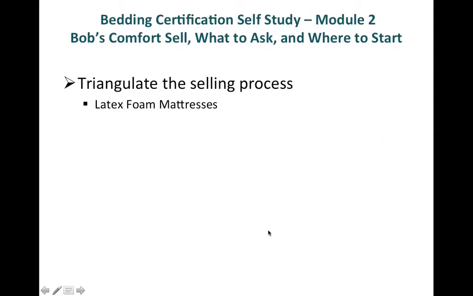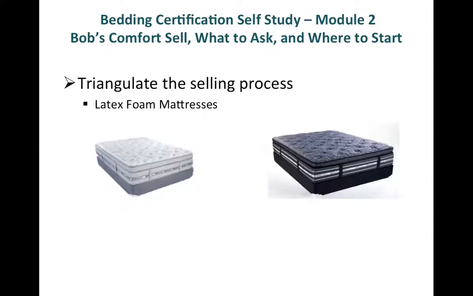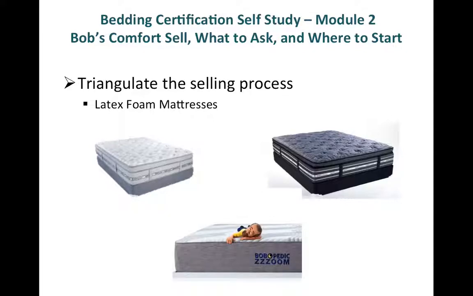If you're looking at the latex foam mattresses, you start with the Retreat, then you check the Black Label, maybe a little surprising. Then you check the Zoom. The reason we put the Black Label in the latex category is that it has some latex in it, and it feels a little bit softer. The Retreat feel is a lot more firm, but this one feels a little bit plush. So triangulate: go from the Retreat to Black Label, and from Black Label to the Zoom mattress.